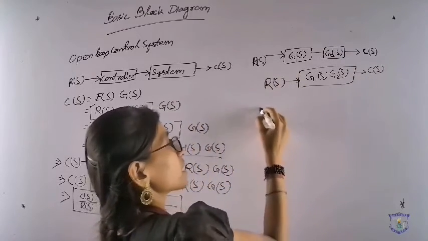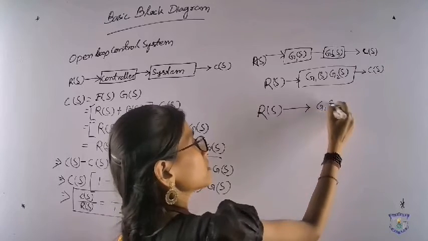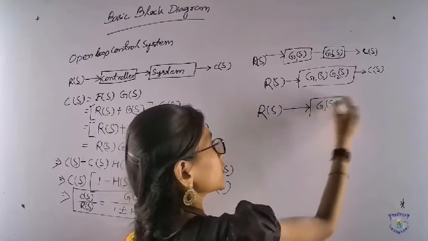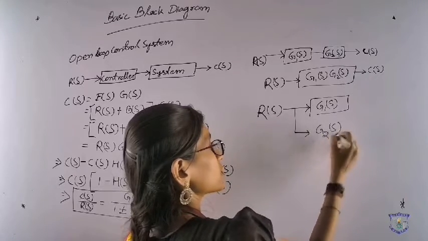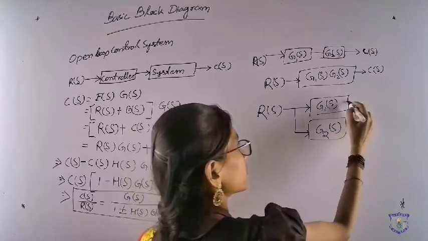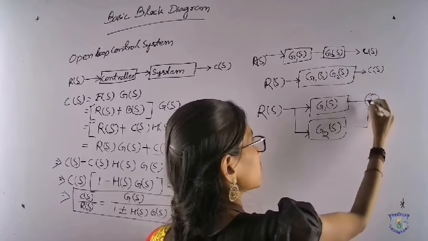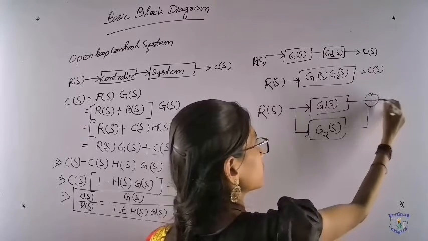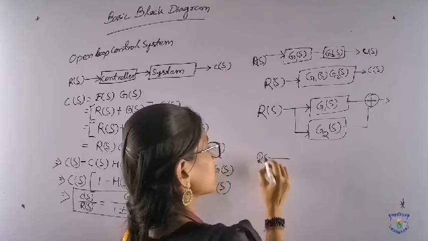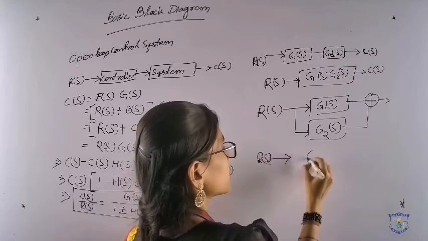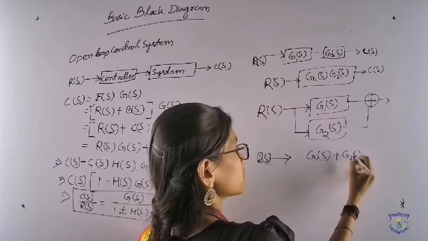If these two gains G1(s) and G2(s) are connected in parallel, these two will be added and the overall gain will be G1(s) plus G2(s).